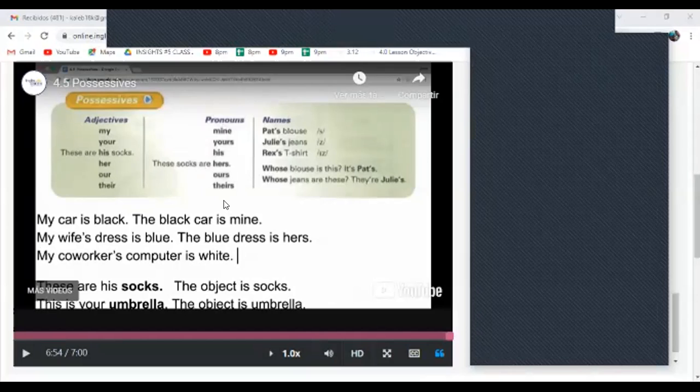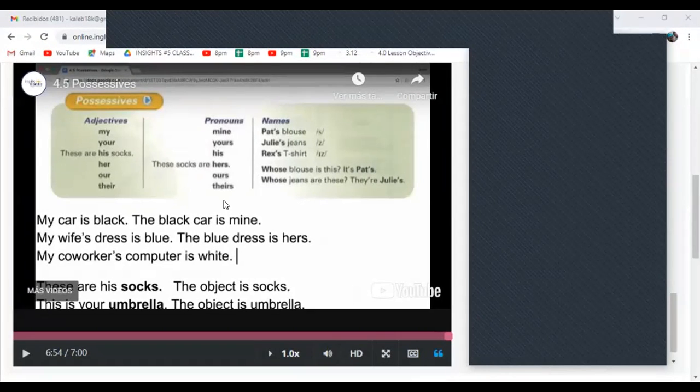El motor de mi carro, my car's engine. Entonces das la pronunciación de la S, cars. Vas a hablar de una característica, ¿verdad? Puedes decir, my car's brand, que es marca. My car's brand is Hyundai, for example. Ah, okay.